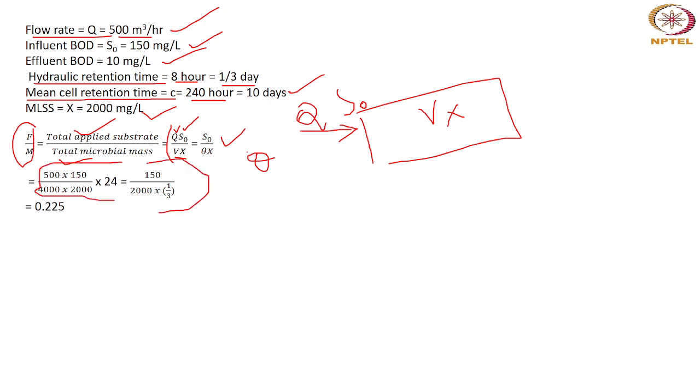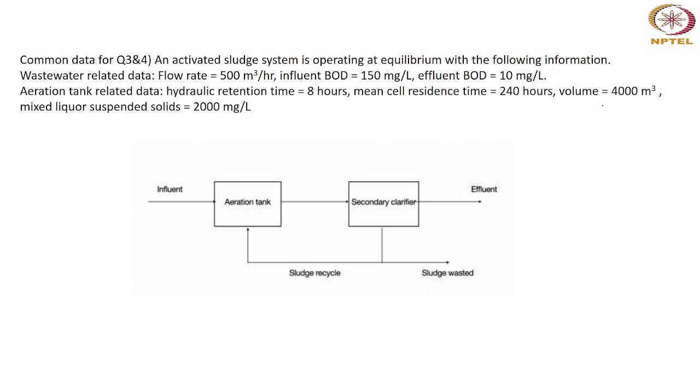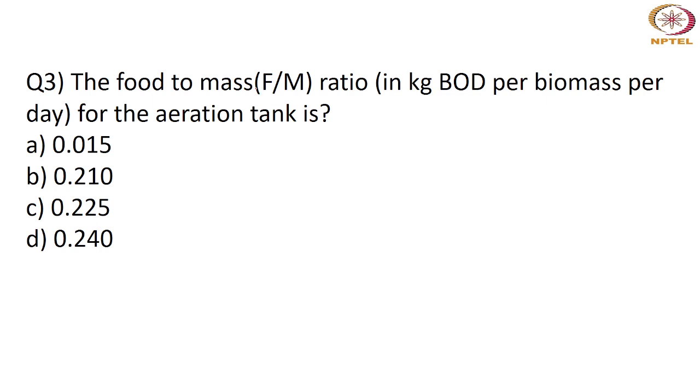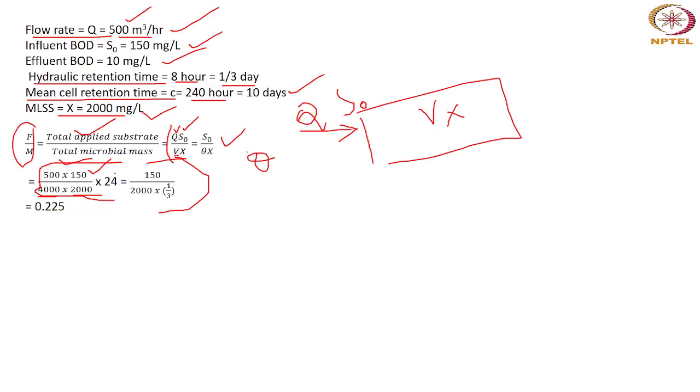So this is 500 multiplied by 150, where 500 meter cube per hour was the flow rate and the influent BOD S naught was 150, divided by V. What is V here? V was given as 4,000. You can check from here. It was not there, I missed it. So it is 4,000 meter cube multiplied by 2,000, that is MLSS. We are multiplying with 24 to make the conversion, because it was asked per day.